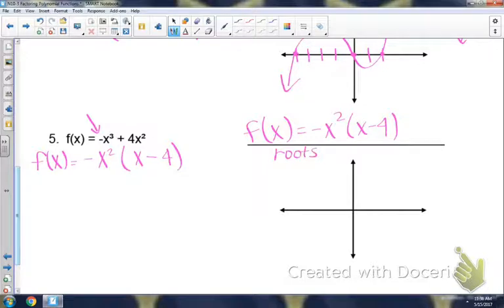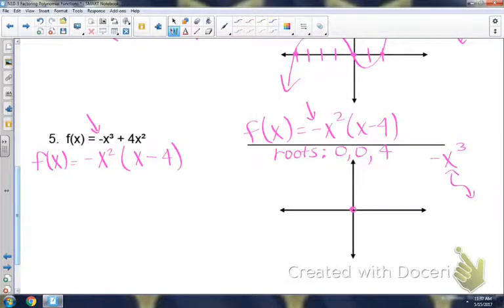Okay, notice we have an x squared, which means we have 2 x's. If we have 1 x, we know the root is 0. So if it's x squared, there's a double root at 0. X minus 4 would have a root at 4. So there's 3 overall. Notice in front, it's negative. So it should be decreasing from left to right.